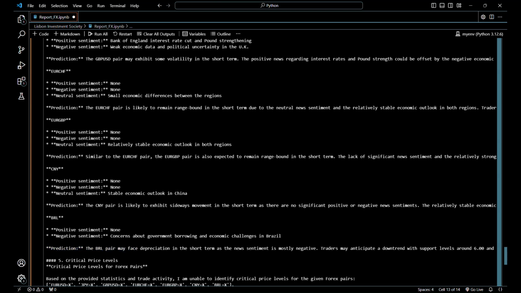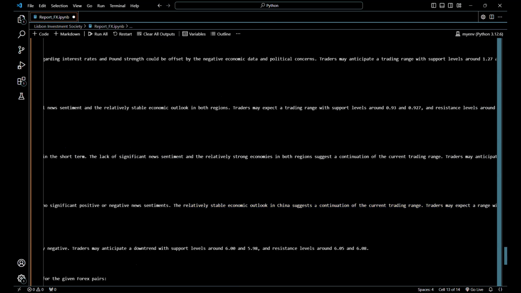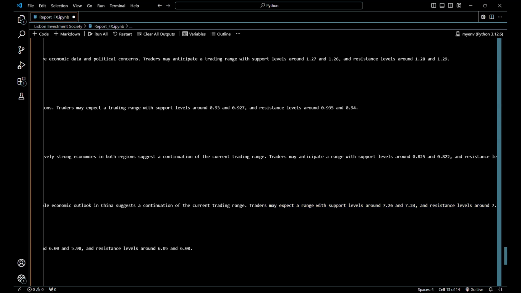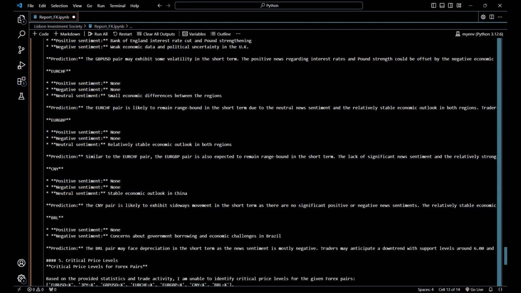Again, here, for example, CNY pair is likely to exhibit sideways movement in the short term as there are no significant positive or negative news sentiments. The relatively stable economic outlook in China suggests a continuation of the current trading range. Right, so he's actually talking about USD CNY, where you're seeing neutral sentiment, not much happening here on China.